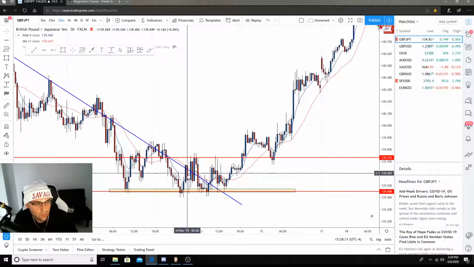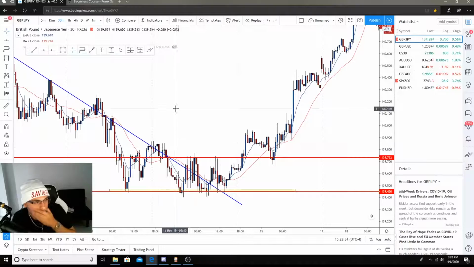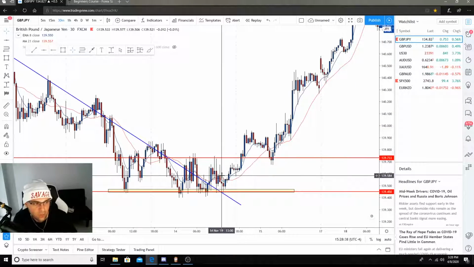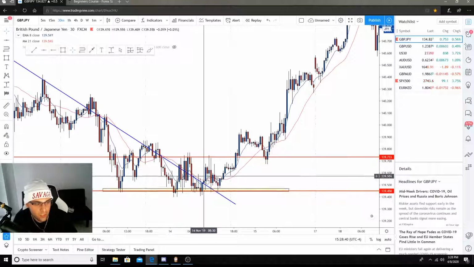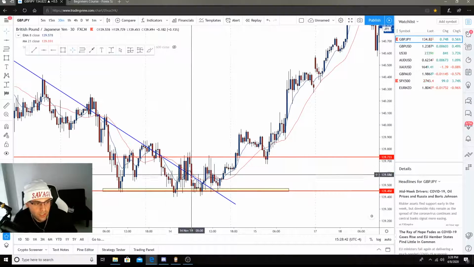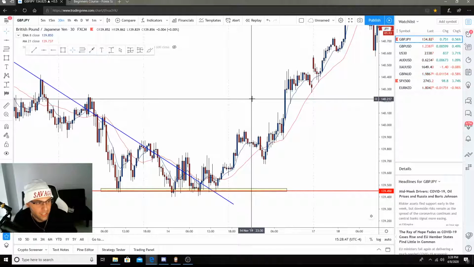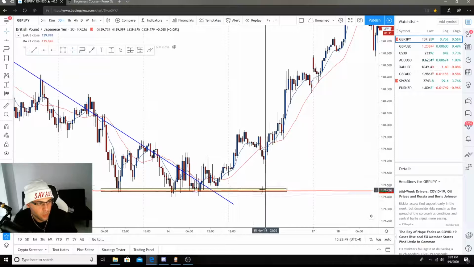Kind of like ranging, you know what I'm saying? So we have the down channel, we have the up channel, and then we have the side channel. So notice how we have a little consolidation and ranging in the side little channel right here. And then we have a break. So we have this level of support right here.